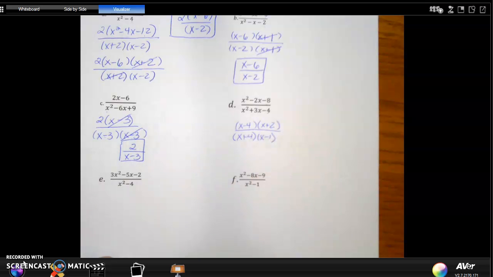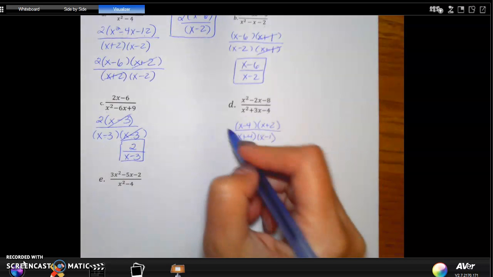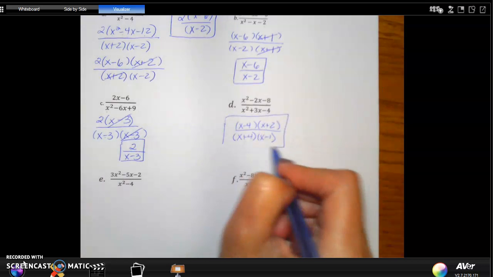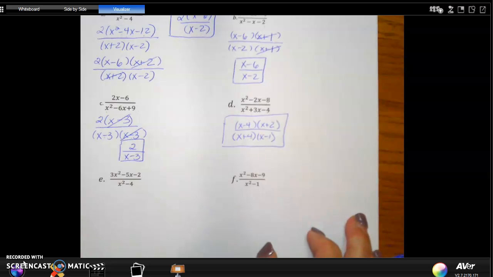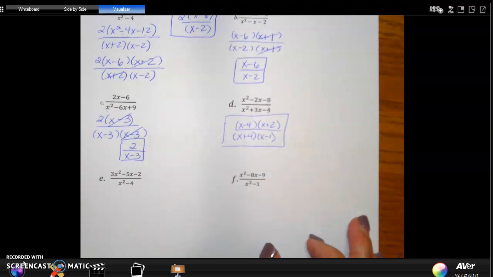So here we're kind of out of luck because we can't cancel anything at all. And that will happen. It's rare that it'll happen, but I just wanted to show you one where sometimes, even when you're done factoring, there's nothing you can do there.